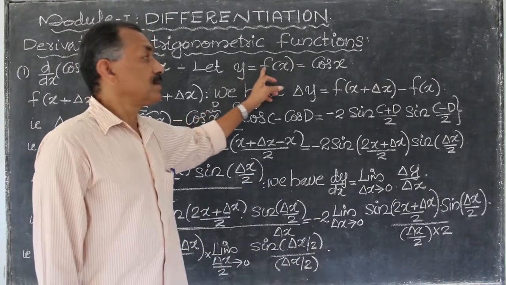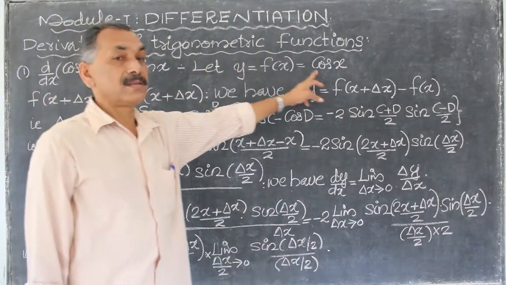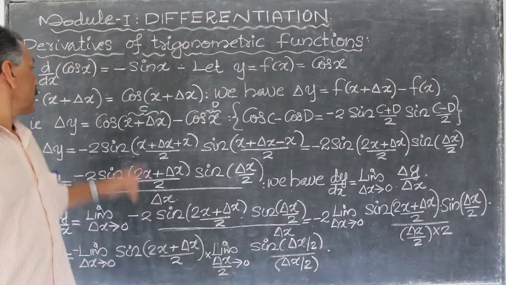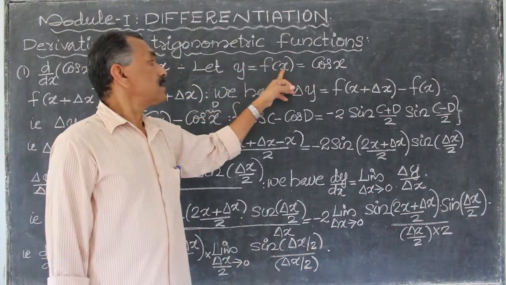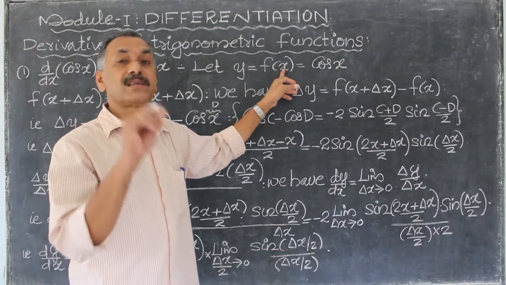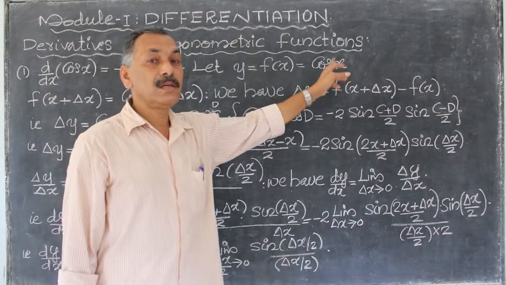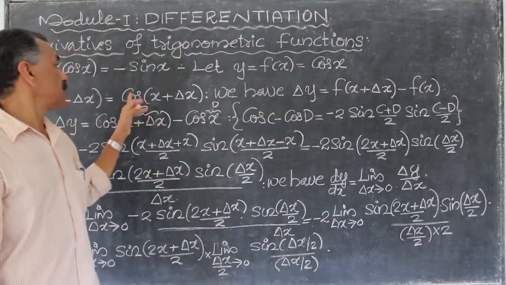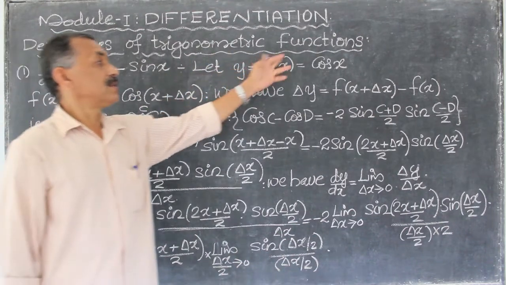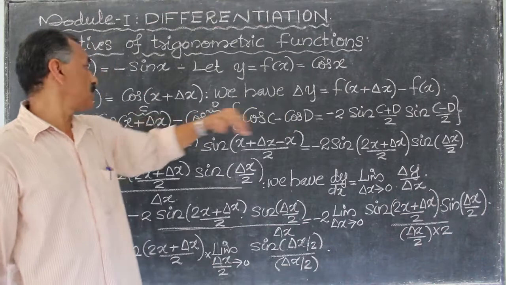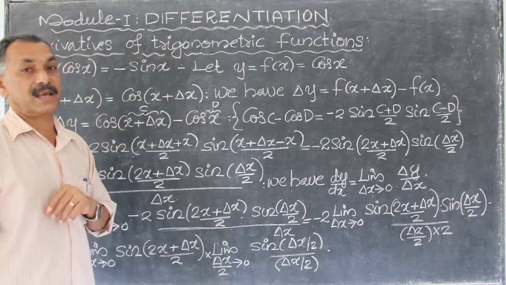Let y is equal to f of x is equal to cos x. Then f of x plus delta x: f of x is equal to cos x. Instead of x, we give x plus delta x. F of x plus delta x is equal to, here where cos x comes, x plus delta x, that is cos of x plus delta x. Okay? F of x is equal to cos x, then f of x plus delta x is equal to cos of x plus delta x.